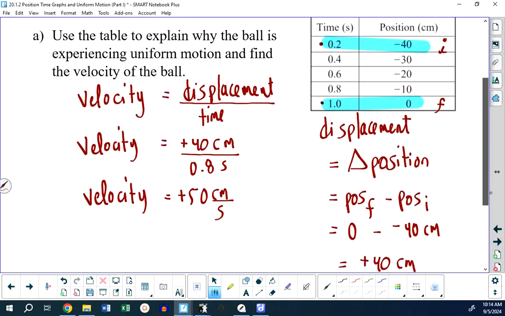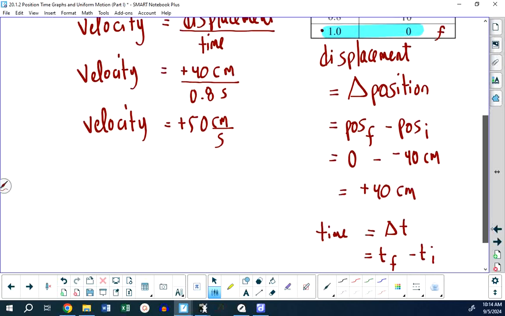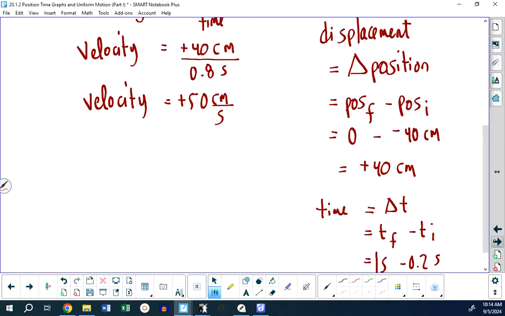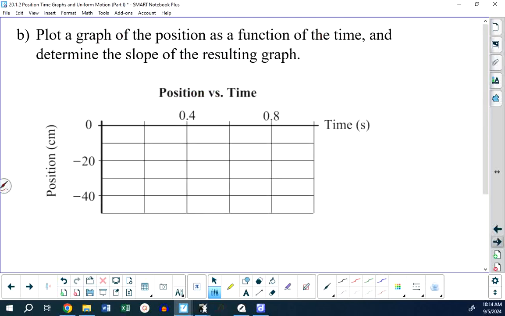Any questions with the answer to that question, which is the basic part, or any of the things that I've talked about getting to the answer? Plot a graph of the position as a function of time and determine the slope of the graph. And again, what's at the heart of this is Science 10, but we're tackling it at a higher level.